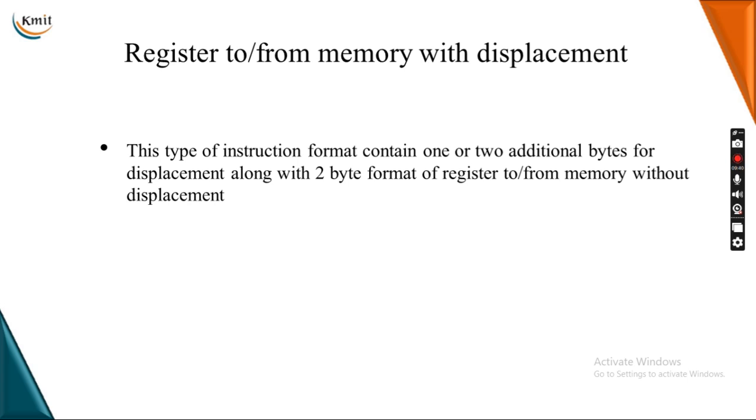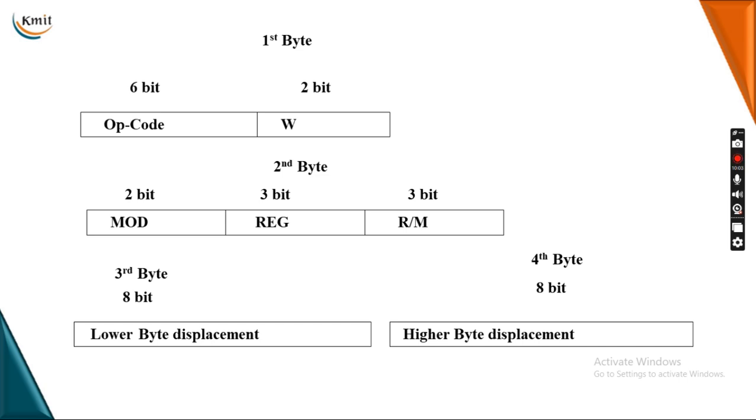Next, the fourth one is register to or from memory with displacement. This type of instruction format contains 1 or 2 additional bytes for displacement along with the 2 bytes of format. 1 byte if it is 8 bit, 2 bytes if it is 16 bits. So 1 byte for opcode, second byte for mod, reg, r by m, third byte for lower byte displacement, and fourth byte for higher byte displacement.